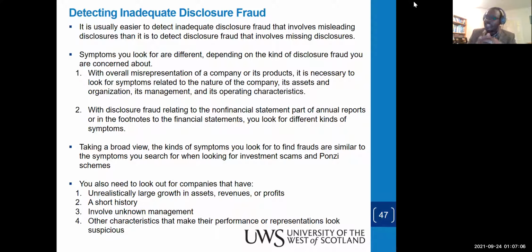Now, it is usually easier to detect inadequate disclosure fraud that involves misleading disclosures than it is to detect disclosure fraud that involves missing disclosures. So if it's misleading, we can always detect. We can match it to what the reality is on the ground. But if it is missing, it's difficult to detect.